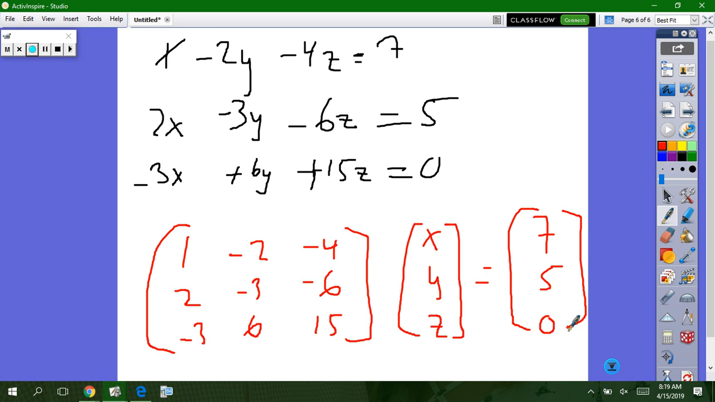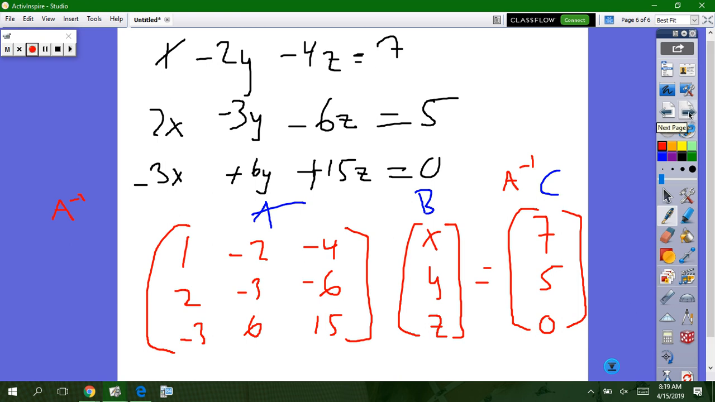So what I want to do is, once again, I'm going to call this matrix A, matrix B, and matrix C. So for me to find X, Y, and Z, I need to times matrix A's inverse to both sides, correct? Is everybody with me on that? So I'm going to times matrix A's inverse to both sides. Now, do you know what that is? I don't know what that is yet, so we're going to go find it. Okay? So how do we go find it?